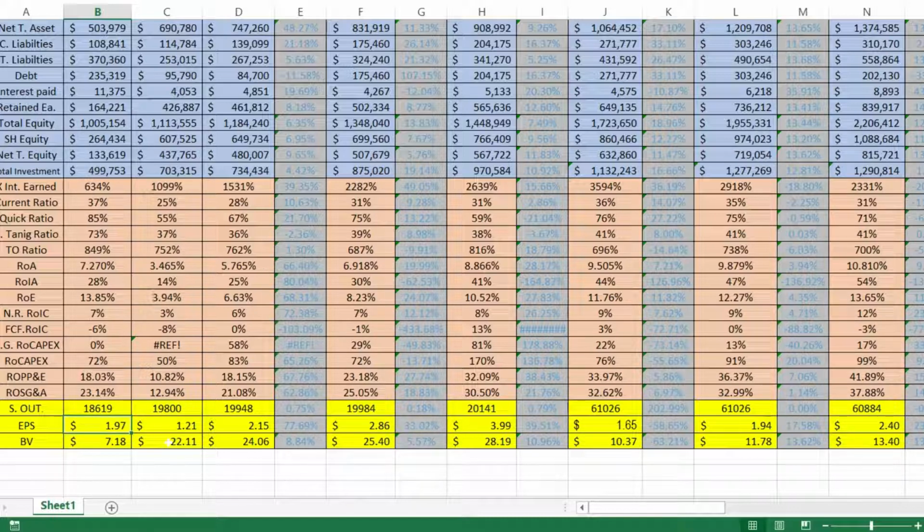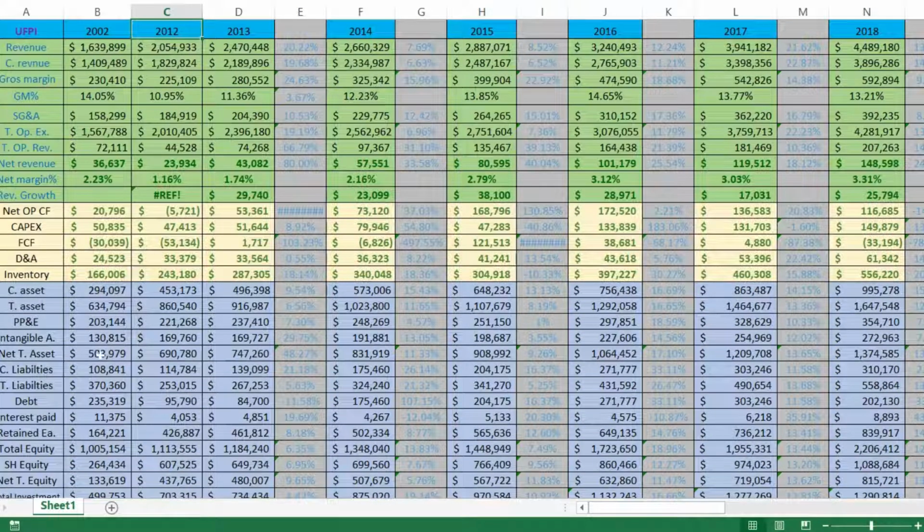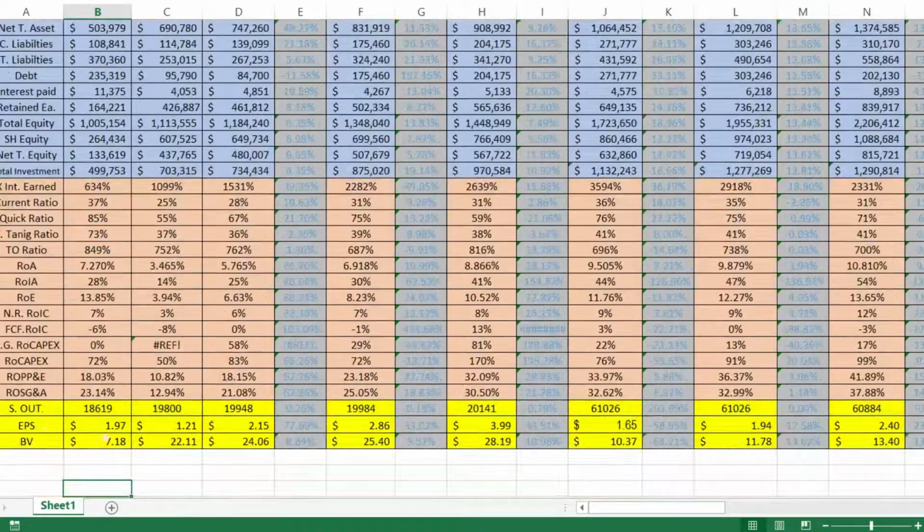So basically, I'll conclude this part of my spreadsheets. We had the income statements, the cash flow statements, the balance sheet, and the earnings per share and the book value. And this whole part of all the different ratios I do, I'll explain each thing separately.